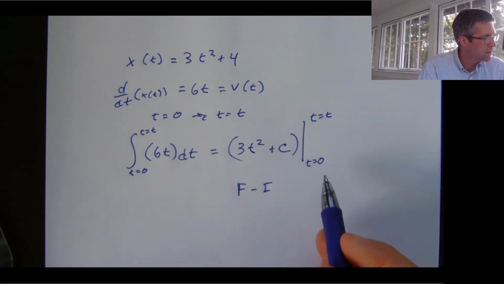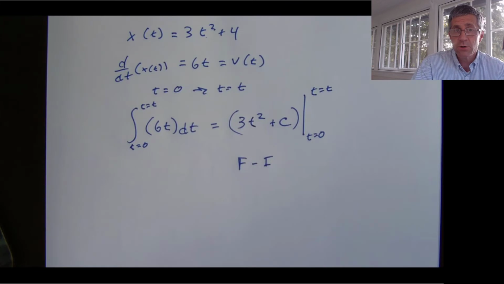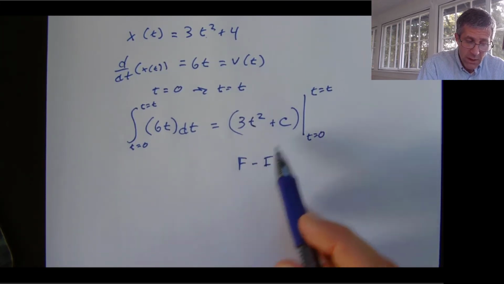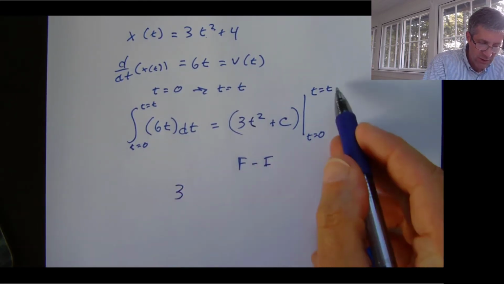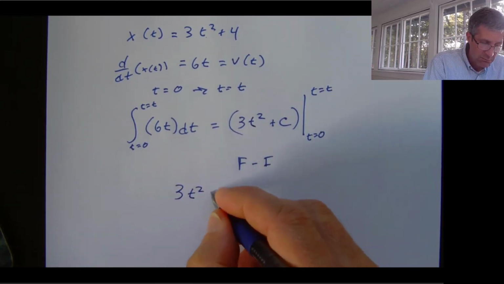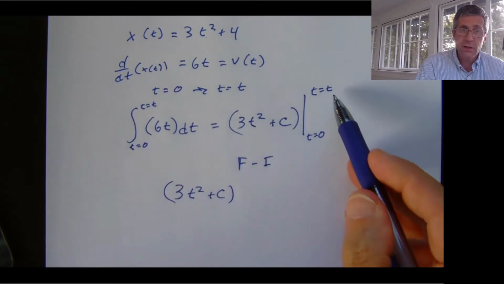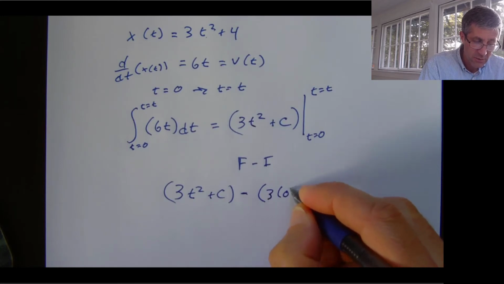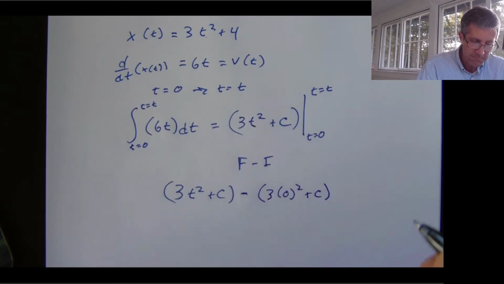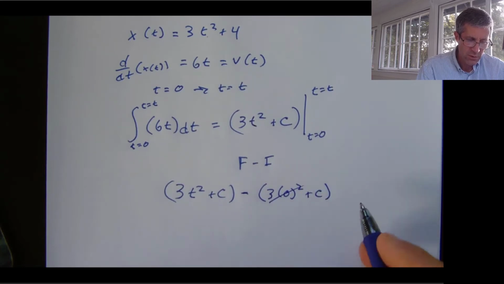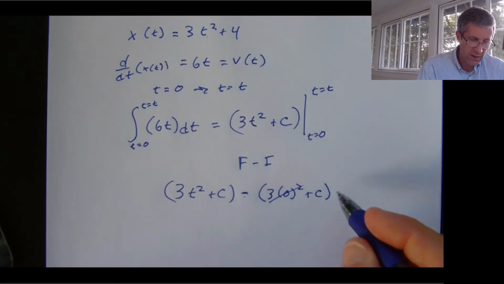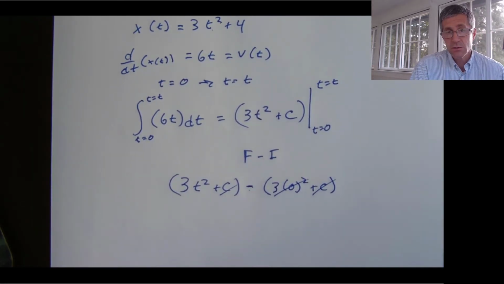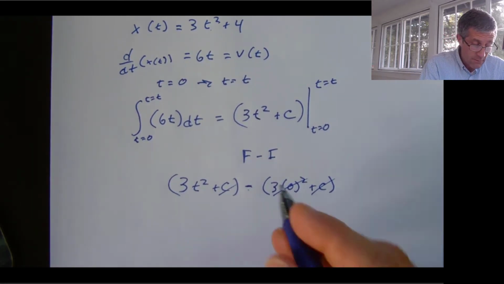So when I do this, importantly, it gets rid of my constant. This is telling me essentially the change in displacement. For my final, I plug in t for t, so I get 3t squared plus c. That's my final when I plug in t. And I'm going to subtract from that my initial, which is now 3 times 0 squared plus c. This goes away, and notice that I have a positive c and now a negative c, and my constant goes away. So definite integrals allow us to ignore the constant, and all the math works out.